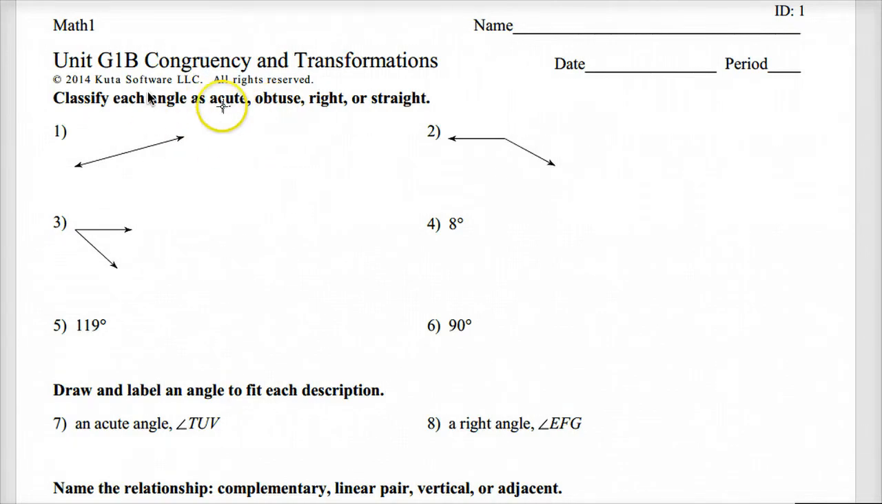All right, so here we are. We're looking at some of these angles. It says just to classify. This is just some practice problems, kind of keeping our skills up. It says classify each angle as acute, obtuse, right, or straight.